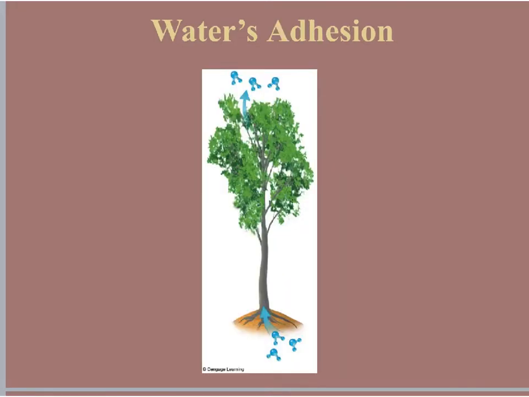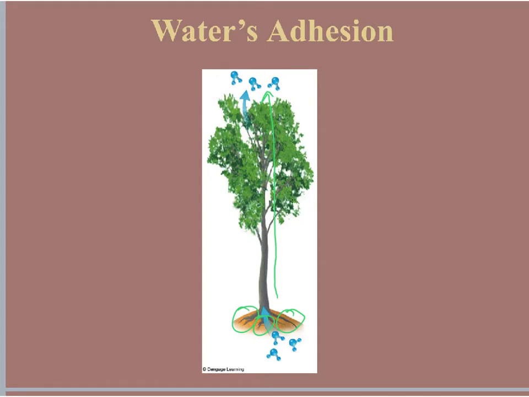Go to adhesion. This is really important for plants. Think about our huge sequoias and our redwoods in California. Those huge trees that are hundreds, if not thousands of years old. They're very tall, some upwards of 100, 150 feet tall, where the roots are where the water is, right? How does that water get all the way up to the top of that tree?